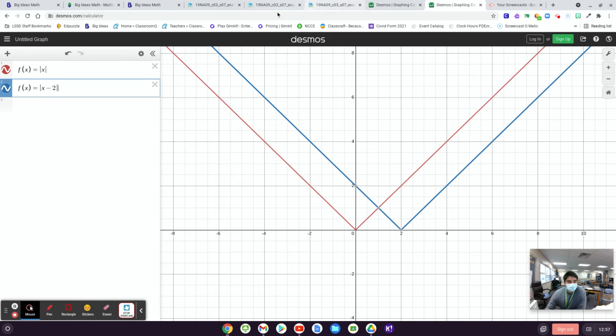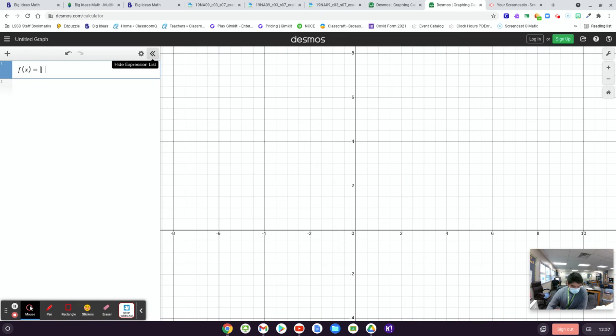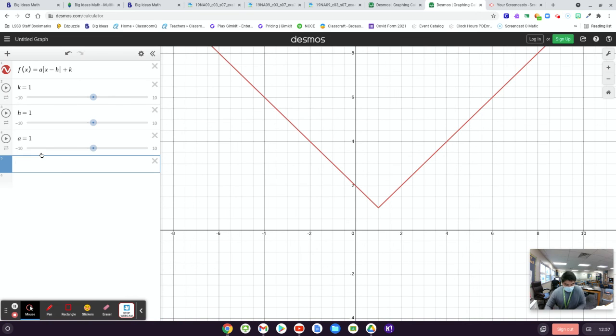Actually, what I'm going to do now is I'm going to show you the vertex form of the absolute value function. So instead of just the absolute value of x, it's going to be the absolute value of x minus h. I'm going to put an a in front of this. I'm going to add k to this. And yeah, this is what we call the vertex form of an absolute value function. The vertex being the point h comma k.